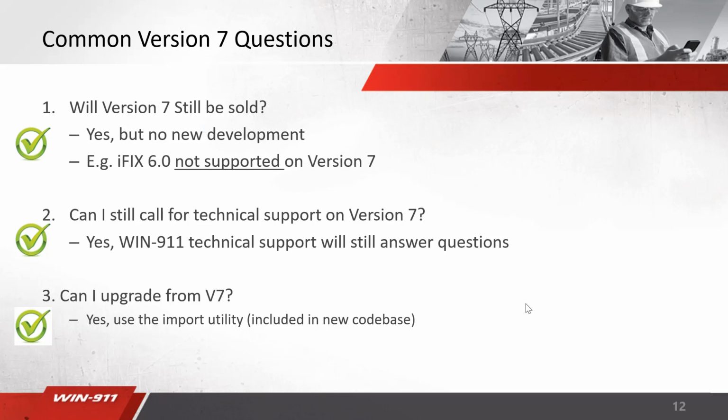Next, I'll run through a couple of the common version 7 questions that we typically receive at Win 911. The first one, of course, is will Win 911 still sell version 7? The answer is yes, we're still going to continue to sell version 7 because there's certain applications that still require this, depending on the SCADA and the environment. Some plants are late adopters and they still require this, so we still do support version 7. However, we will not be doing any new development inside of version 7.